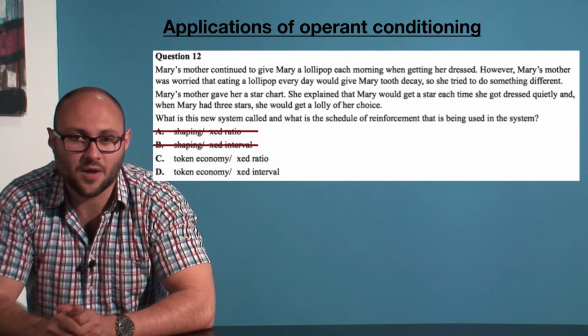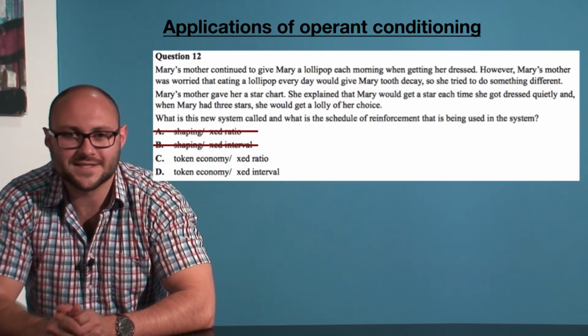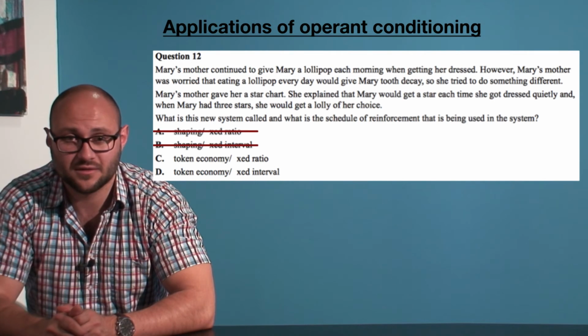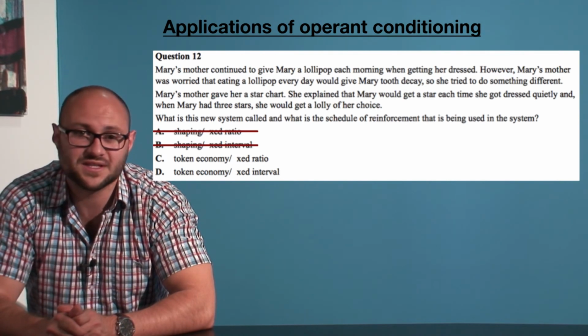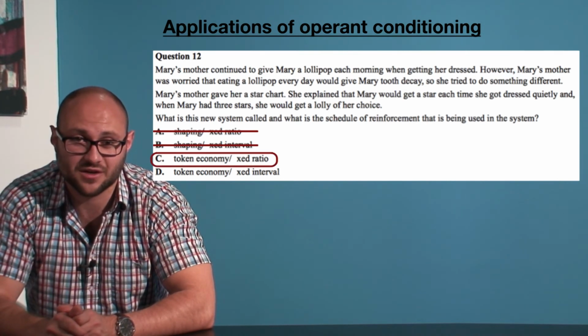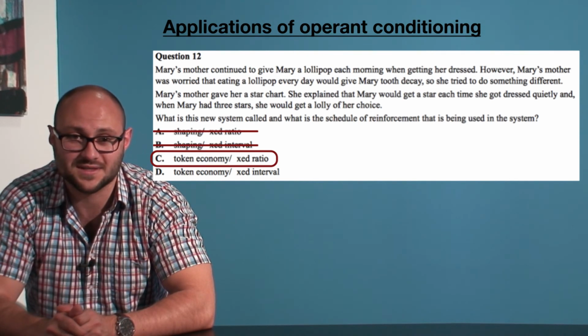So we can rule out options A and B. We looked at schedules of reinforcement in the previous video. As the reinforcement is provided after a set number of desired responses rather than a set period of time, the schedule of reinforcement is fixed ratio. Thus, the answer here will be option C.